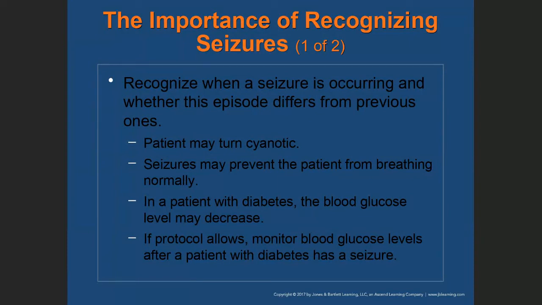Now, with a patient with diabetes, the blood glucose level may decrease and they might need glucose to bring it back up. If the blood glucose level is treated, then the seizure will stop. If protocol allows, monitor blood glucose level after a patient with diabetes has a seizure.